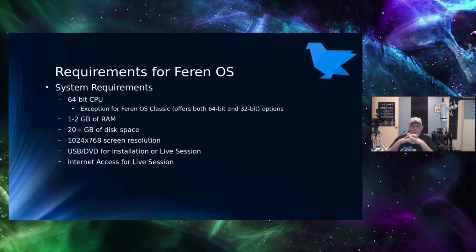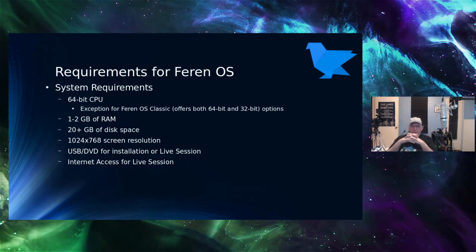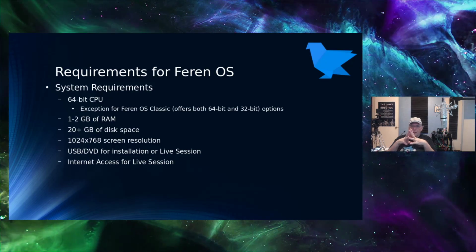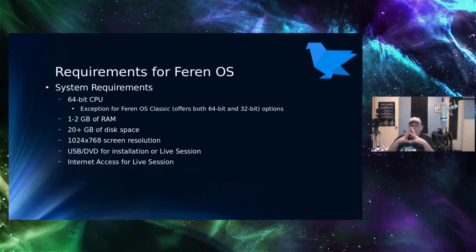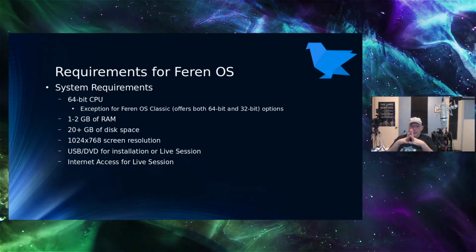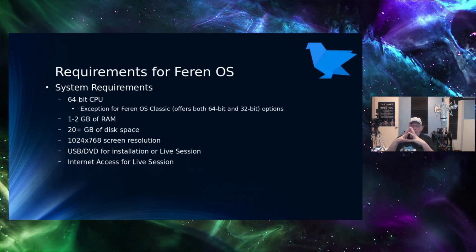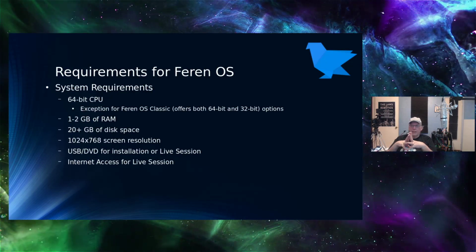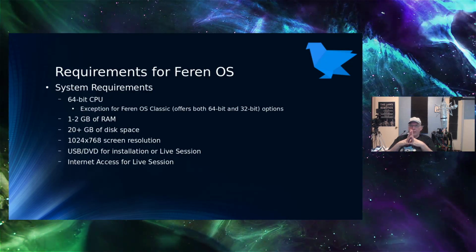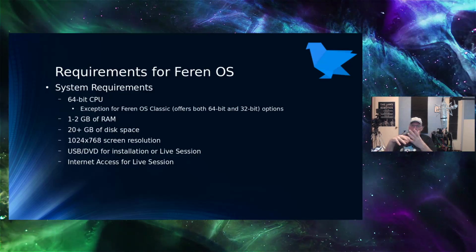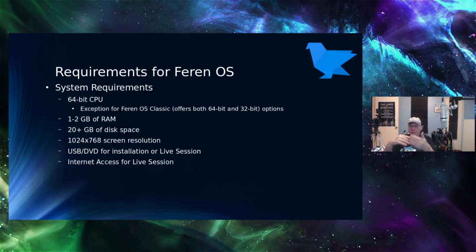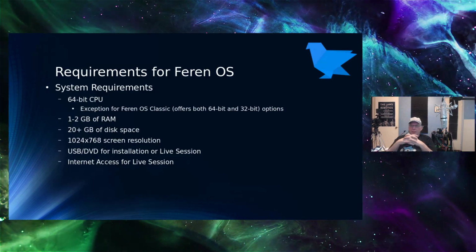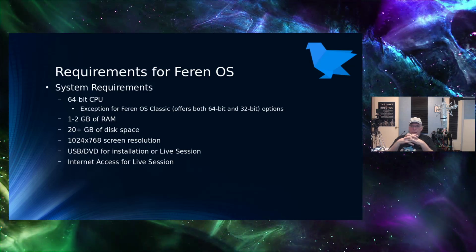Some of the requirements, I mentioned it was 64-bit. However, there is an exception for Feren OS Classic. That offers both 64-bit and 32-bit options, although be aware that Feren OS Classic is based on Cinnamon because it's the baseline for that release. It comes from Linux Mint, whereas the main Feren OS is based on Ubuntu 18.04 LTS.